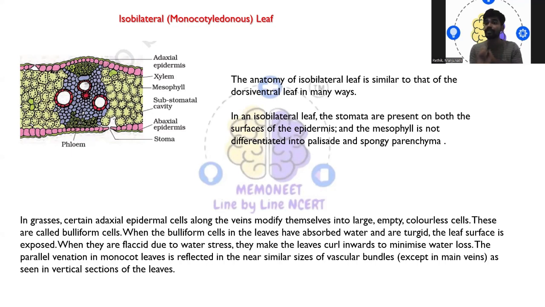But the mesophyll is not differentiated into palisade and spongy parenchyma. That means here there is epidermis, and mesophyll cells will be there, but what used to happen there, the mesophyll cells were differentiated into two. Mesophyll cells are made up of parenchyma, and they were differentiated into what? Palisade and spongy parenchyma. But here, in the isobilateral leaf, that is the monocot leaf, it is not differentiated into palisade and spongy parenchyma.